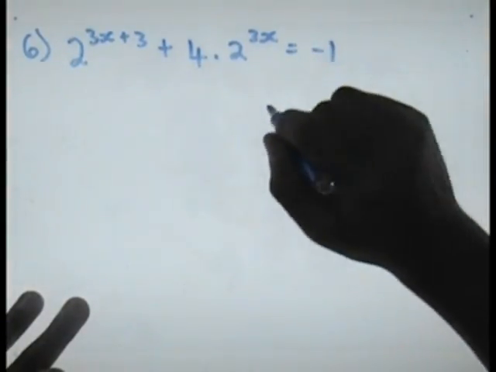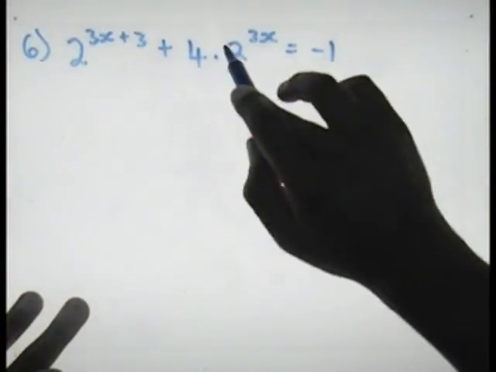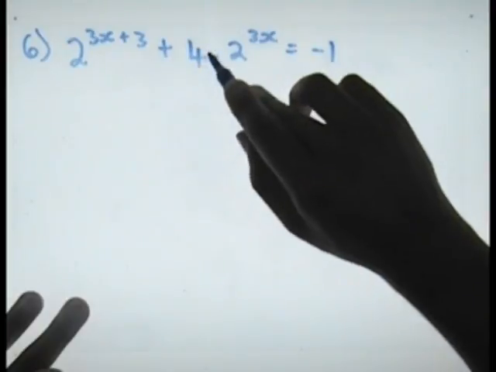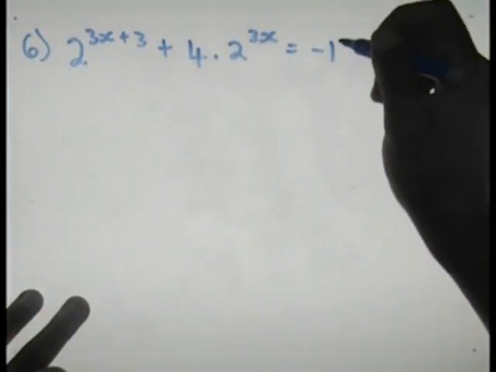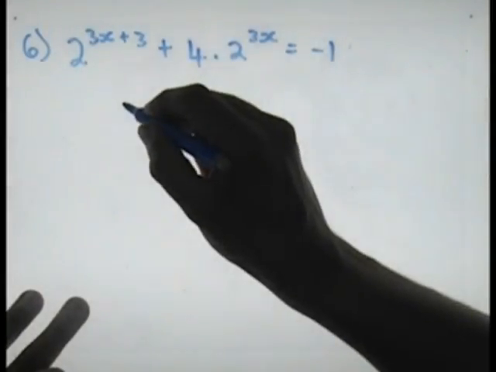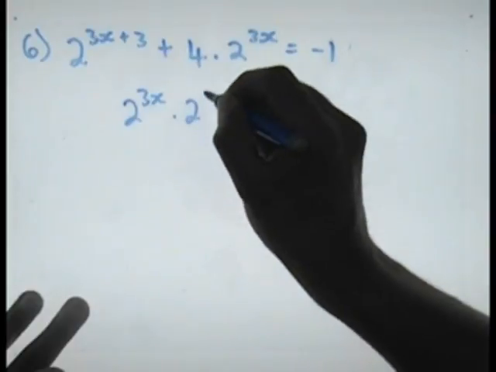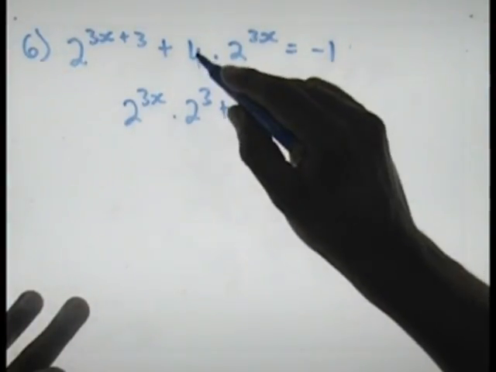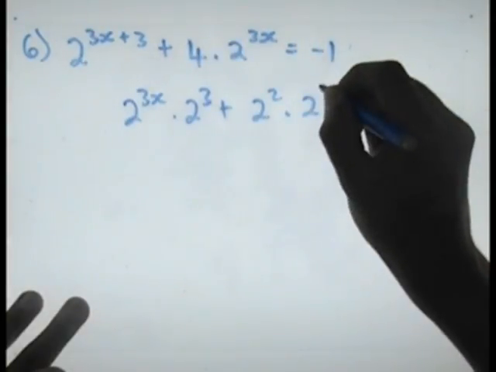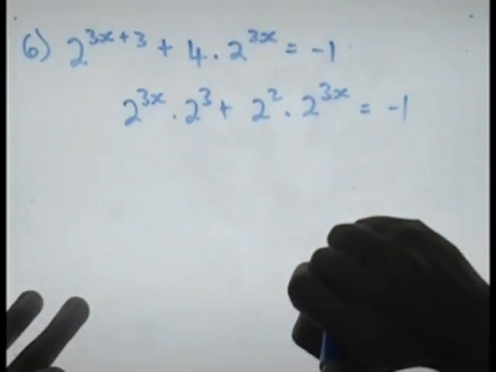What I'm going to do with this one is start by breaking each of these exponents up, and I'm also going to turn this into its simplest third form. I'm going to leave that as is for now. This is going to become 2 to the power 3x times 2 to the power 3, plus 2 to the power 2 times 2 to the power 3x, is equal to negative 1.